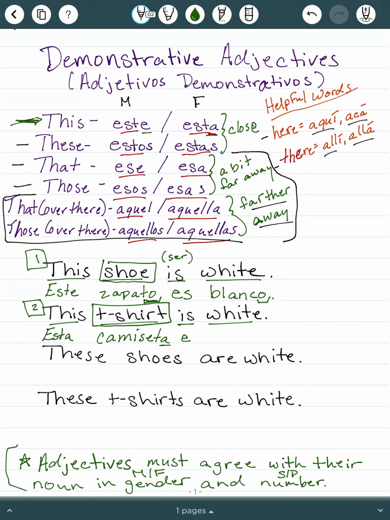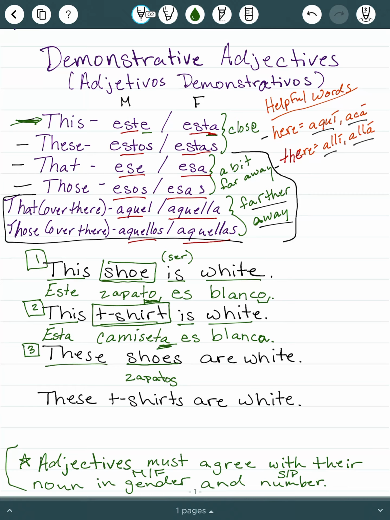Still saying is, so it's still going to be es. Now our adjective, our color, the word is blanco, but camiseta is feminine, so I need to make blanco feminine. So to do that, it ends in an O, so I'm going to change that to an A. All right, so then let's look at this third one. These shoes are white. We're still talking about shoes, but now it's plural. So shoe is zapato. To make it plural, it ends in a vowel, so we add an S.